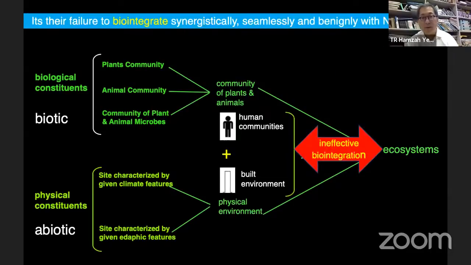Now, the cause of environmental concern today, devastation, impairment today, is because of ineffective biointegration of our activities and our built environment and our technology with the ecosystems. If it's effective integration, there won't be any issue. So that is the challenge of what we must do as architects.